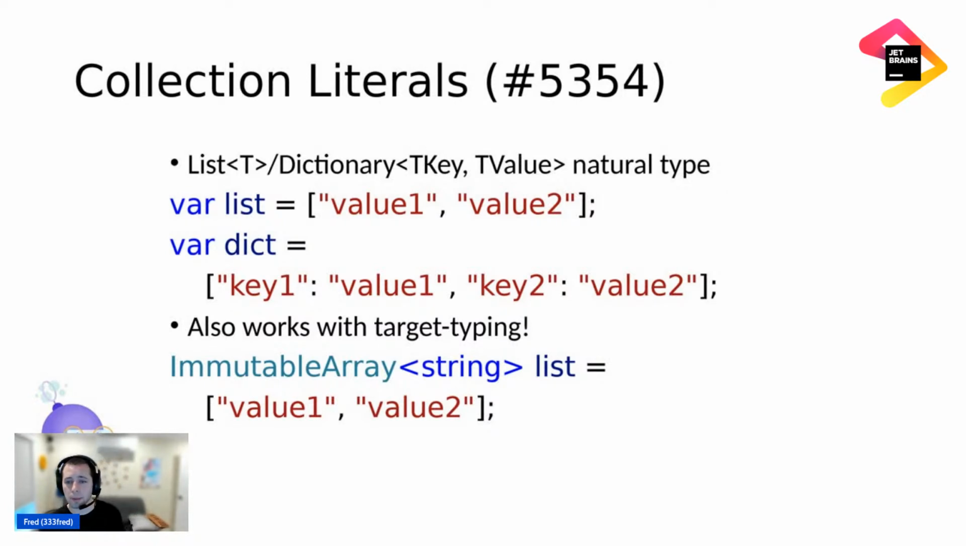So the natural type at the moment we're thinking of these things is going to be list for lists and dictionary for dictionary. But these things will also work with target typing. So you will be able to say immutable array of string is equal to this thing. You'll be able to say array of as my string array is equal to this thing. Whatever type you have that is list-like, you will be able to create one with this pattern, and it will be as efficient as it can go.